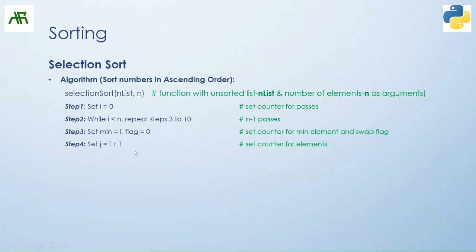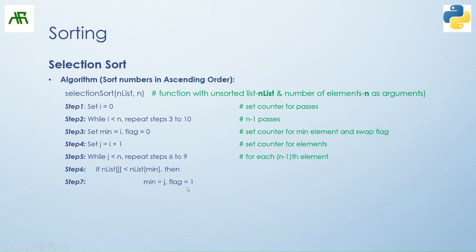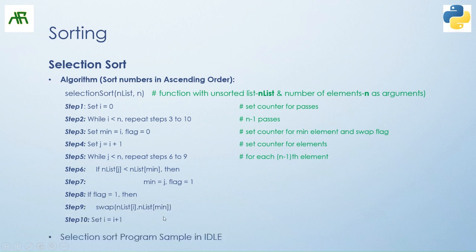Set j equal to i plus 1. While j is less than n, repeat steps 6 to 9. If the element at j is less than the minimum value of the list, then swap. So you have the swap flag to be 1, and whatever j is found to be smallest, bring it before, or swap in the position. If the flag is 1, then swap those. Set i equal to i plus 1.